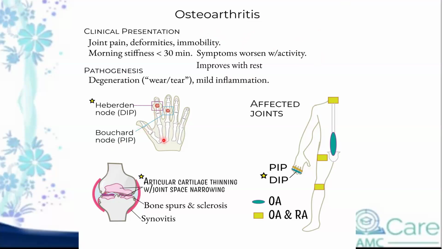So here, remember these two. If there's a bony protrusion in the interphalangeal joints, that is Heberden's or Bouchard's, and that is suggestive of osteoarthritis.